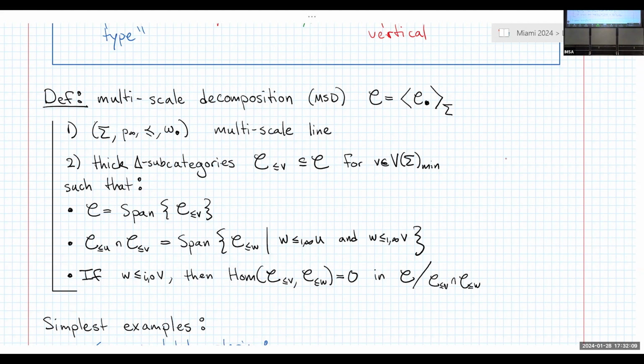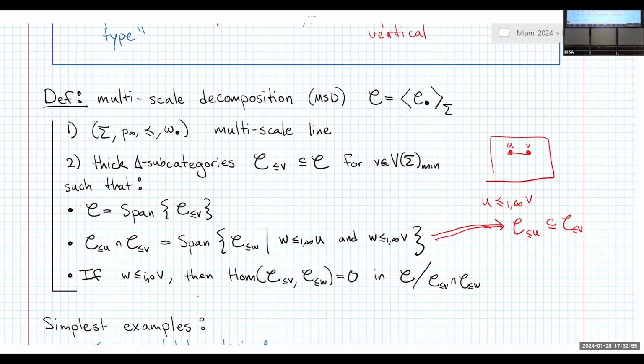So basically, in a situation where you have a U and a V, if U is less than or equal to (1, infinity) of V, that's the situation where they have the same imaginary part, that implies that C_{≤U} is actually contained in C_{≤V}. And that will follow from the second condition here. And then this other thing is analogous.